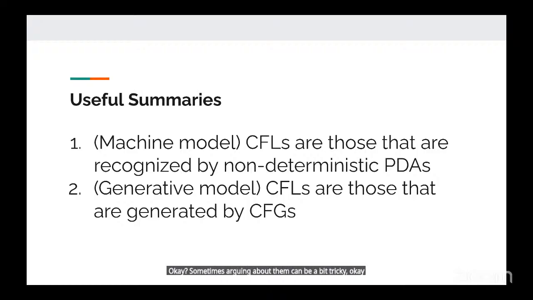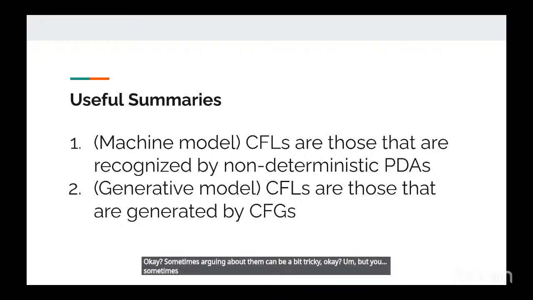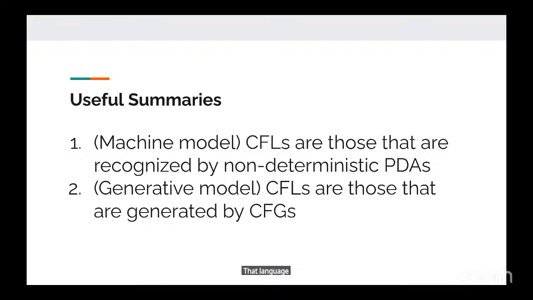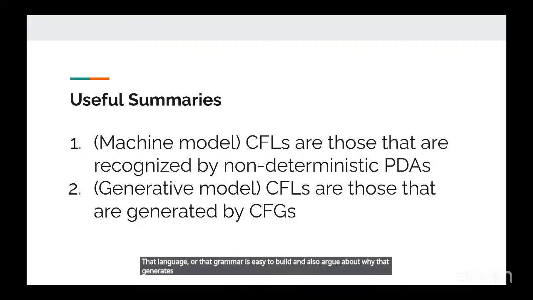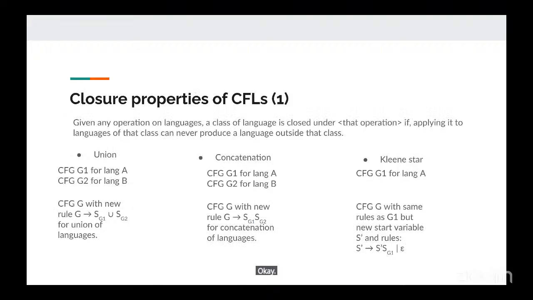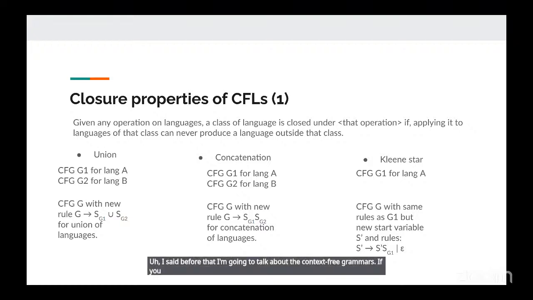But sometimes if the language is relatively easy, such as A to the N, B to the N, that grammar is easy to build and also easy to argue why it generates the language. Some closure properties of CFLs. We've got union. I said before that I'm going to talk about the context-free grammars. If you want to construct the PDAs, that's fine.